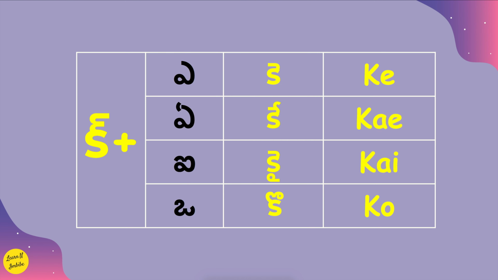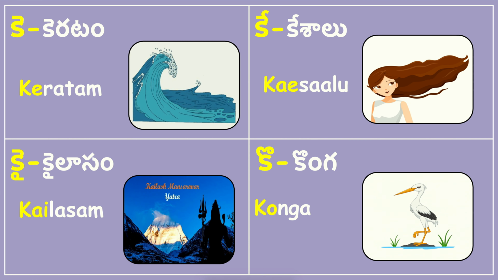I plus a, ke. I plus ai, kai. I plus o, ko. Keratam, which is a wave. Kesalu, which is hair.